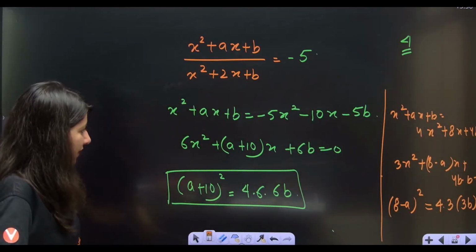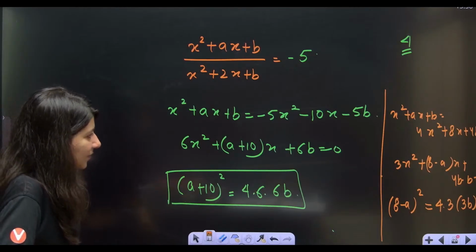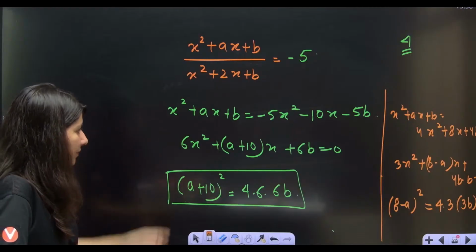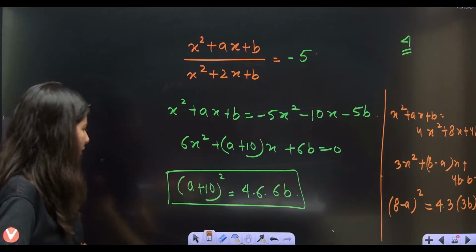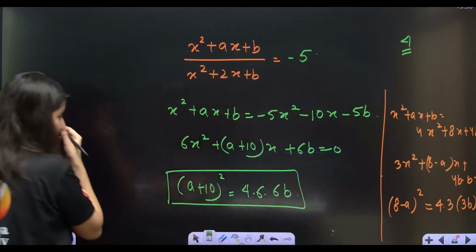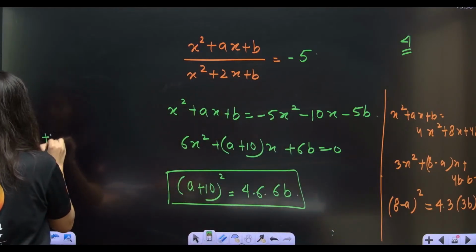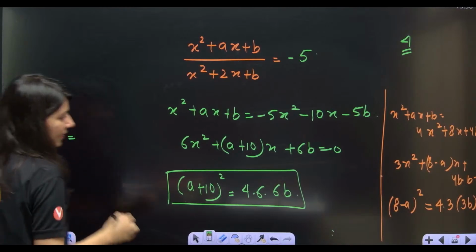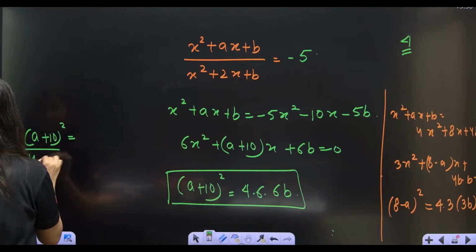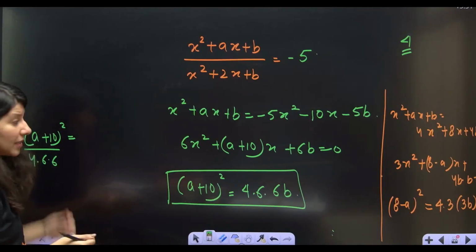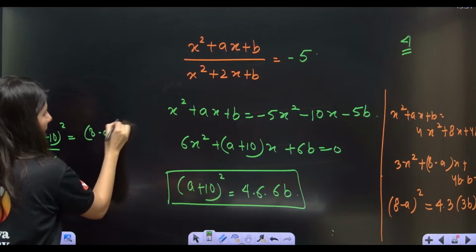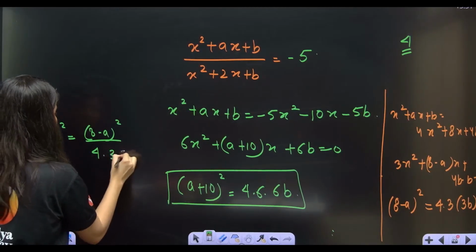What do you think? Now this can be done, the value of a and value of b. Okay, so let's compare the value of a and b. So a plus 10 whole square upon 4 into 6 is equal to b value. I am comparing the b value. And this is 8 minus a whole square upon 4 into 3.